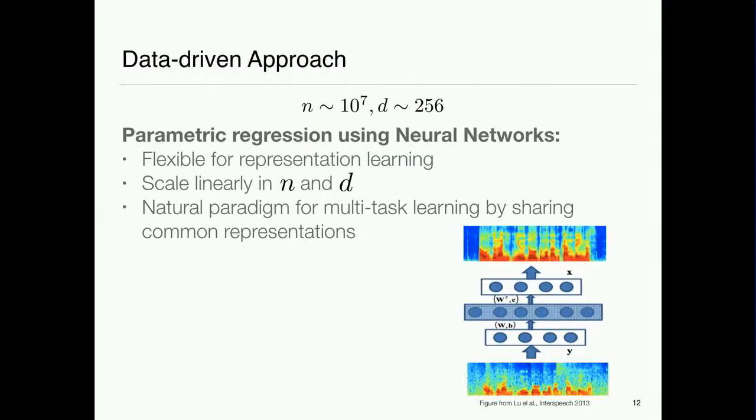So another approach, which is parametric regression, we can use neural networks. So why may neural networks be a good idea here? The first one is it's very flexible for representation learning, which means by choosing different structures of the network, we can decide the function basis we are going to use to approximate the optimal function H. The second one is it's very scalable. It's linear in both the number of data, the size of the data set, as well as the dimension of our input data.